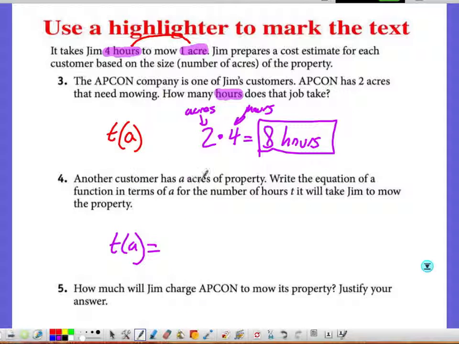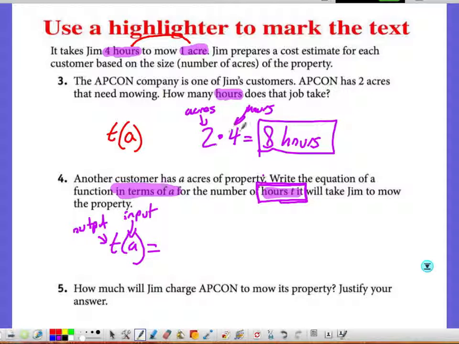Another customer has 8 acres of property. Write the equation of a function in terms of A for the number of hours T it will take to mow the property. So again, hours is what we want to find in the end. It's going to be our output. That's why T is on the outside, output. In terms of A, well, that's another way of saying that A is going to be my input.